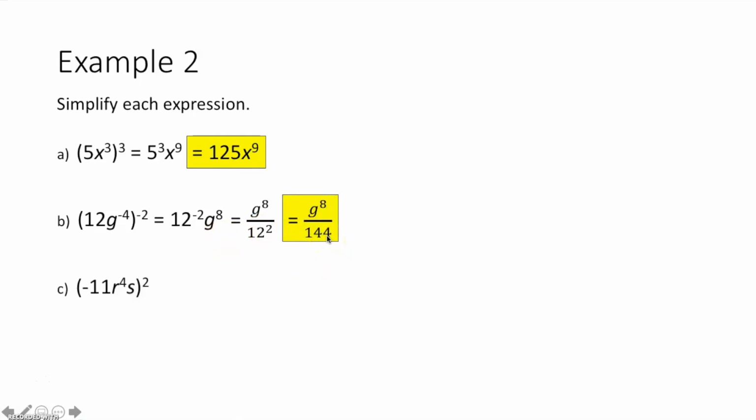And you're done. Part C, again, this 2, we're going to distribute it to each of the exponents of our factors. So S has an exponent of 1. Negative 11 has an exponent of 1. And then R has an exponent of 4.